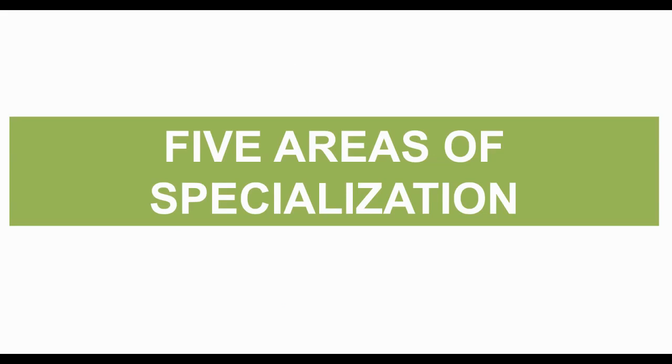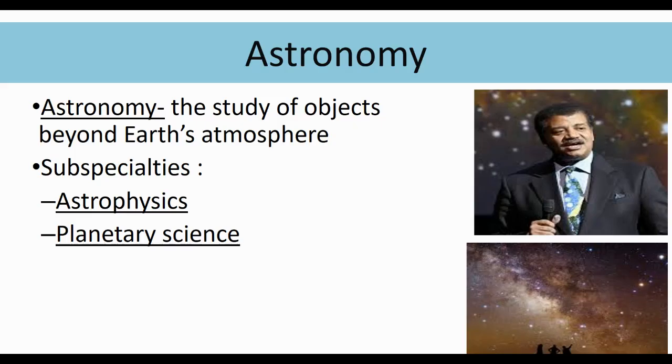There are 5 areas of specialization within earth science. Some of these specializations are classes that you can take here at EHS, like astronomy and environmental science. Astronomy is the study of objects beyond Earth's atmosphere. The subspecialties of astronomy are astrophysics and planetary science. Astrophysics is looking at the physics of the universe, including the physical properties of objects found in space.